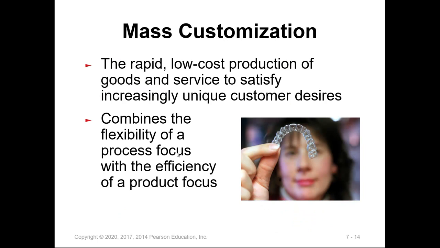For mass customization, the strategy stresses fast production with low cost for both goods and services, which satisfies unique customer desire. One of the main features of the mass customization strategy is that it combines the flexibility of a process focus with the efficiency of a product focus.